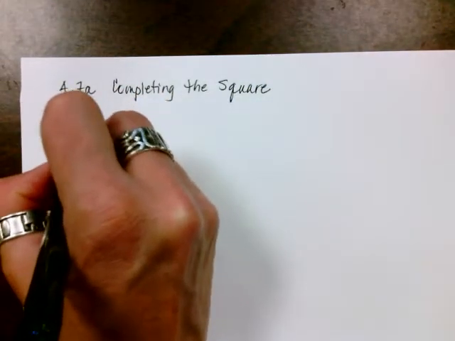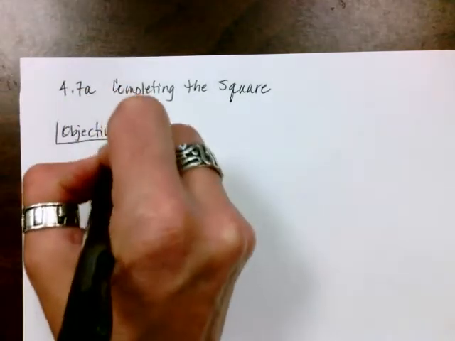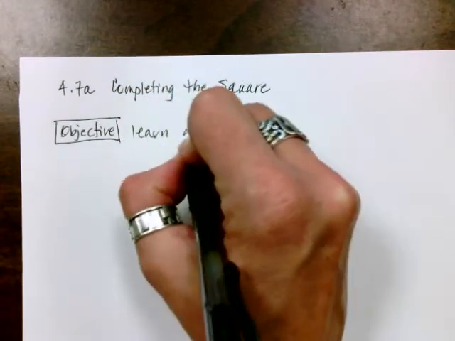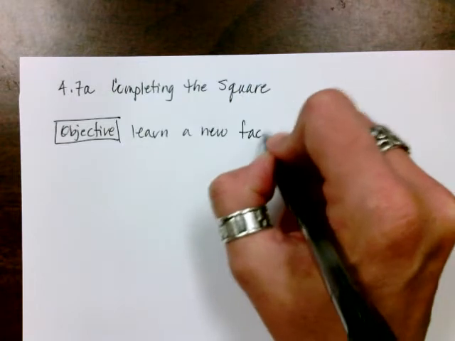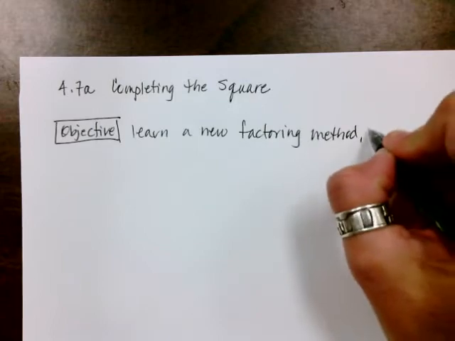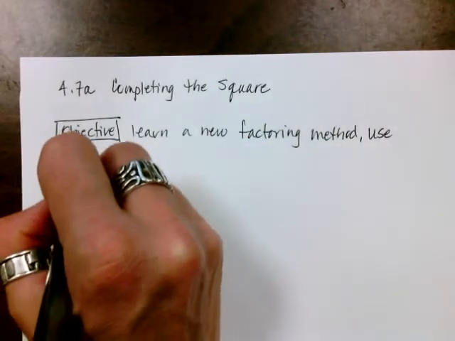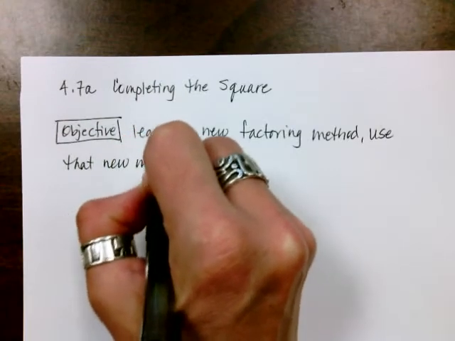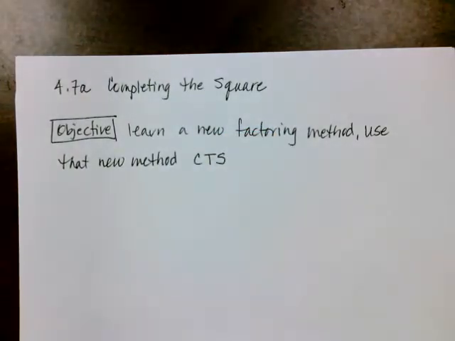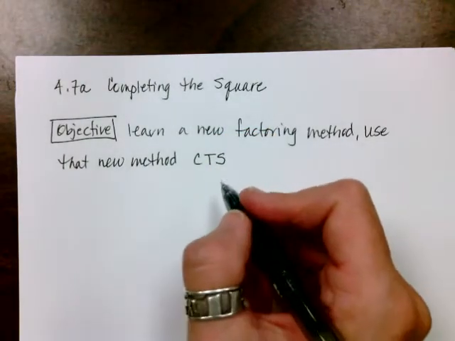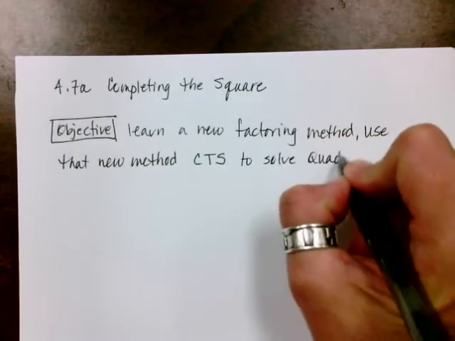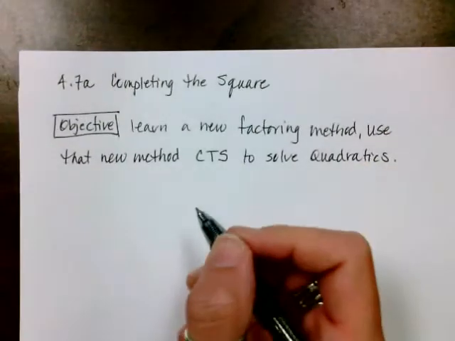Our objective, because we always start with our objective, is that we are going to learn a new factoring method and then we will use that new method. The method is called completing the square. We abbreviate that as CTS. So for completing the square, we're going to use the new method to solve quadratics, because we've been doing lots of work with quadratics in this chapter.